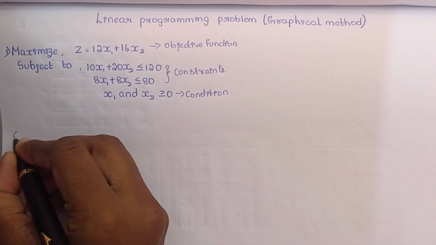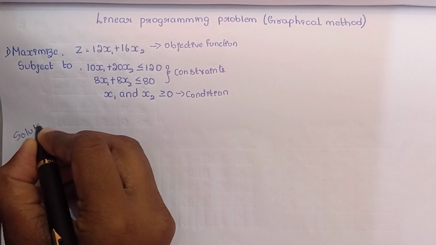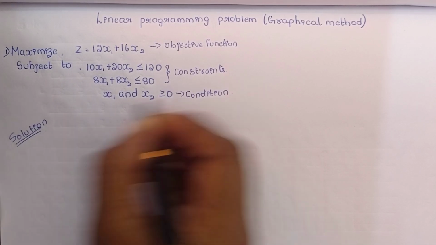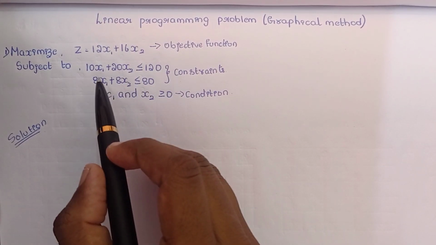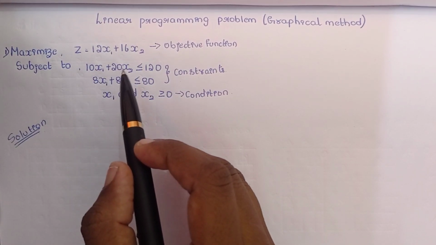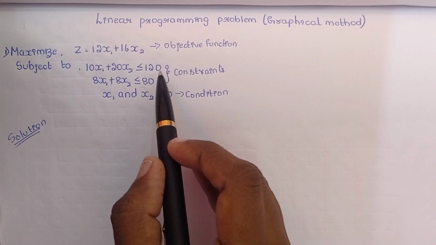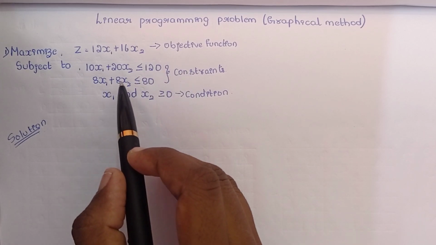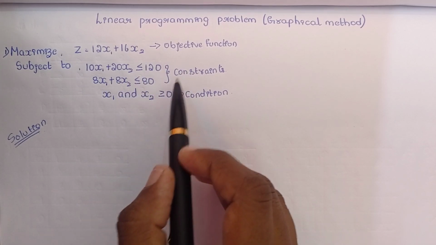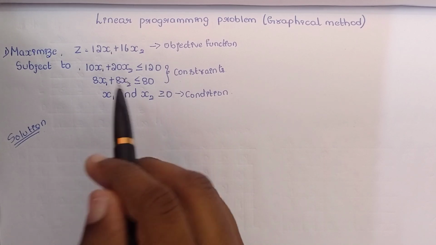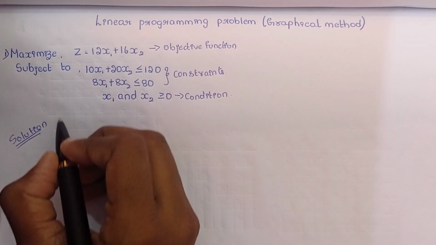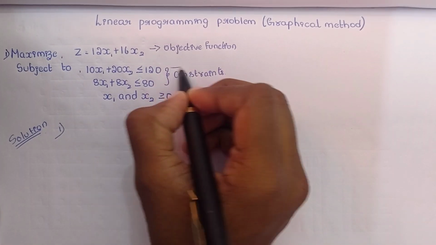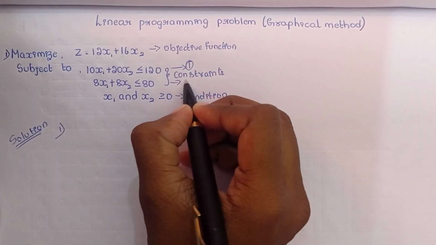Solution. Now we will be using these constraints, that is 10x1 plus 20x2 lesser than or equal to 120 and 8x1 plus 8x2 lesser than or equal to 80. Using these two constraints, we are going to identify the x1 and x2 values. Okay. First, let me take the first constraint. This is the first constraint and this is the second constraint.